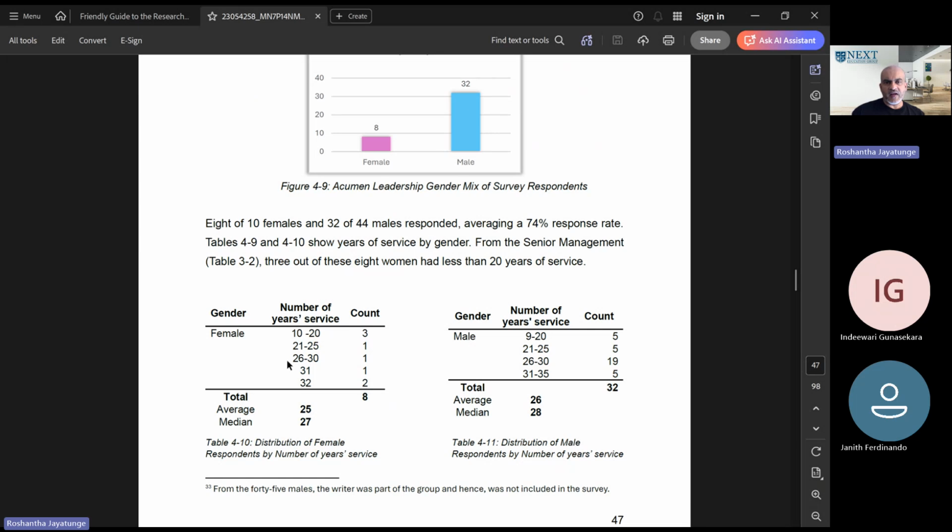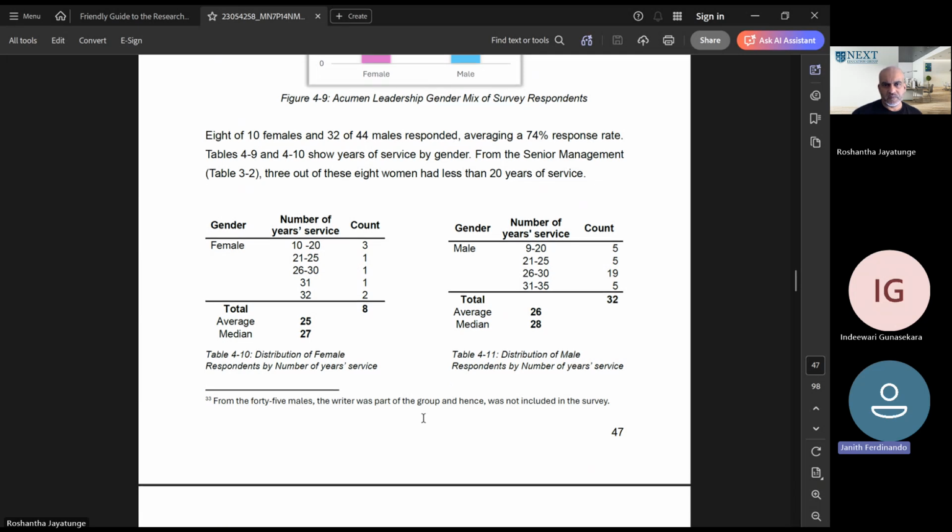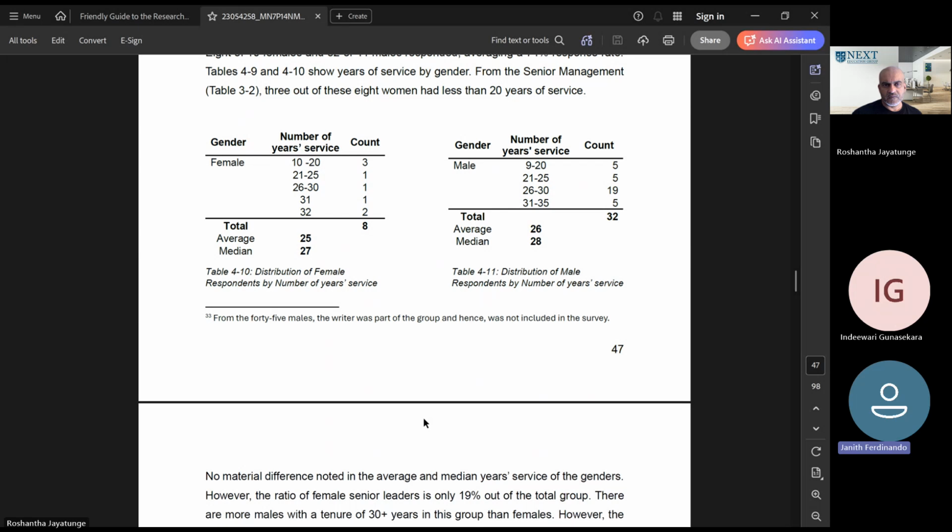And then I'm using a table to give the distribution of population. So female and male, number of years of service, and things that I can relate easily here. Number of years of service, and what is the median, what is the average. So I'm showing the distribution of the people. So in my case, I can use the designation and the experience.